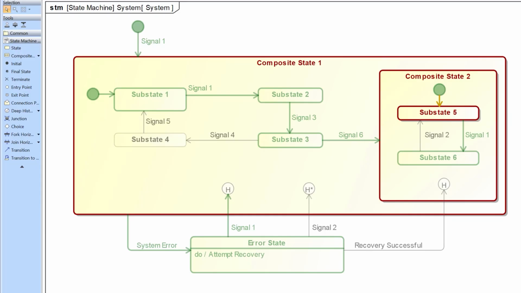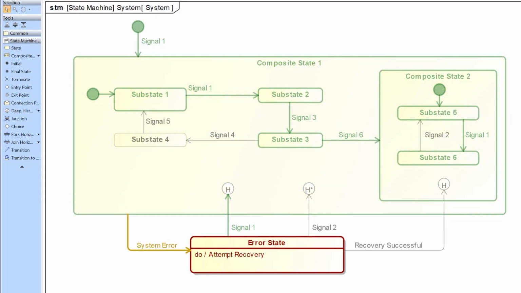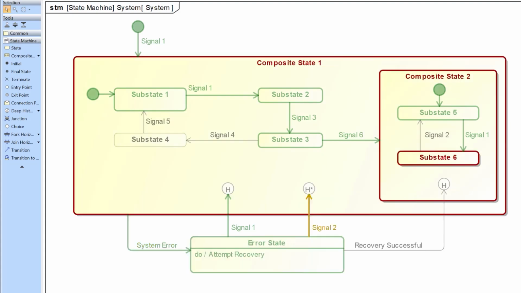So let's go ahead and do the system error again, and then we will transition to deep history. In this case, what you notice is that it goes immediately not only back to composite state 2, where it would have started at substate 5, but it actually went back to composite state 2, substate 6. So that is really the idea of shallow history and deep history.